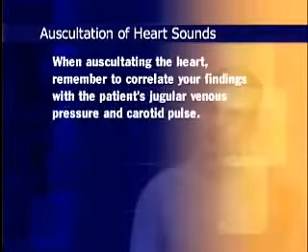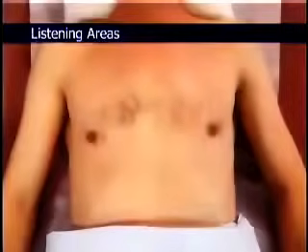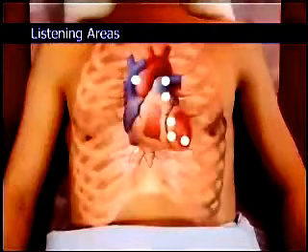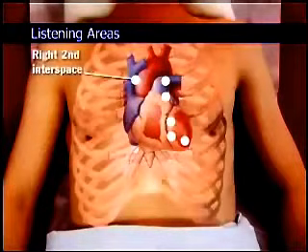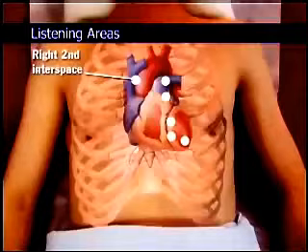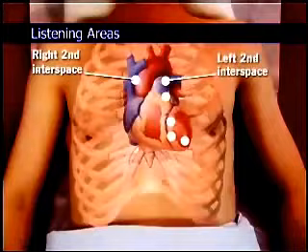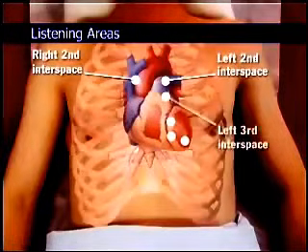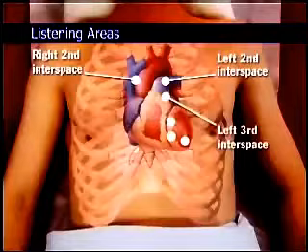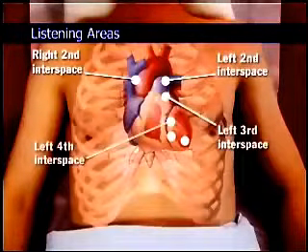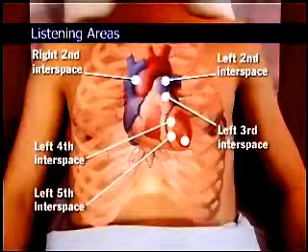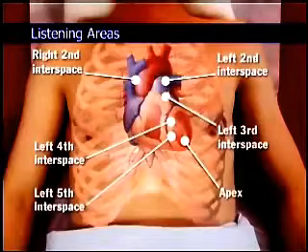When auscultating the heart, remember to correlate your findings with the patient's jugular venous pressure and carotid pulse. You will listen for S1 and S2 in each of the 6 listening areas. In the aortic area, in the right second interspace close to the sternum, in the pulmonic area in the left second interspace close to the sternum, in the left third interspace, in the tricuspid area in the left fourth and left fifth interspaces, and in the mitral area at the apex.